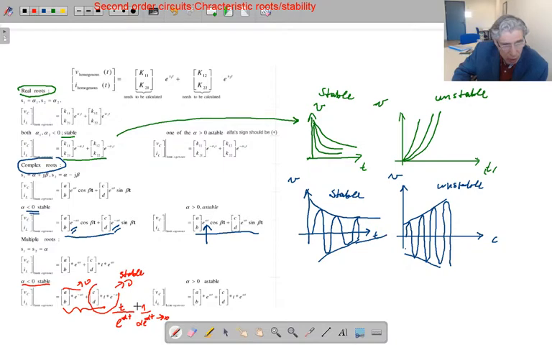If it is the other way around, that means the multiple roots are positive, so our function is going to be in this form. So this is exponentially increasing. I am not going to check this, since this is increasing with time. So that means this function goes to infinity, so that's unstable.